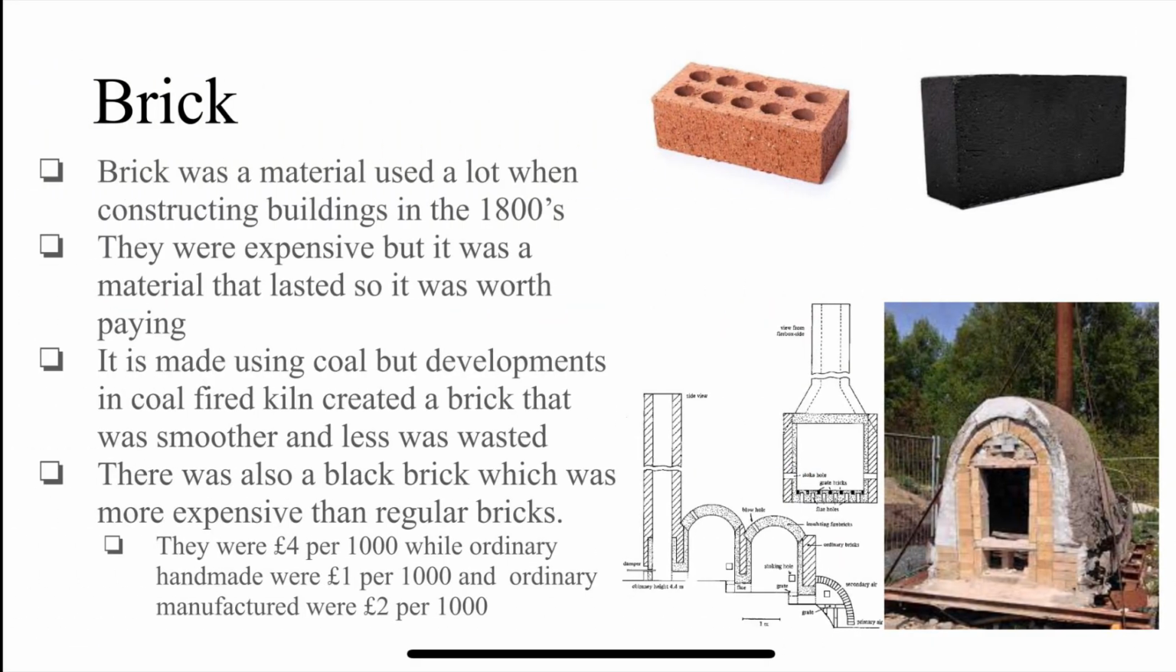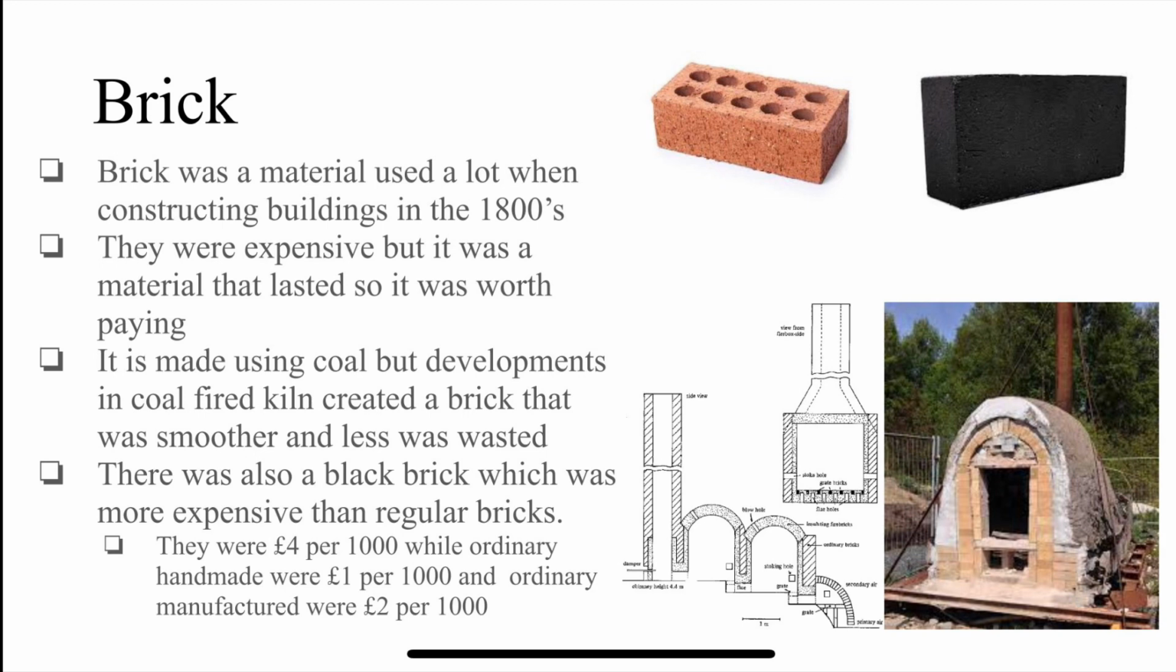Brick. Brick was a material used a lot when constructing buildings in the 1800s. Bricks were expensive, but they lasted, so it was worth paying. They are made using coal, but developments in the coal-fired kiln created a brick that was smoother, and less was wasted.